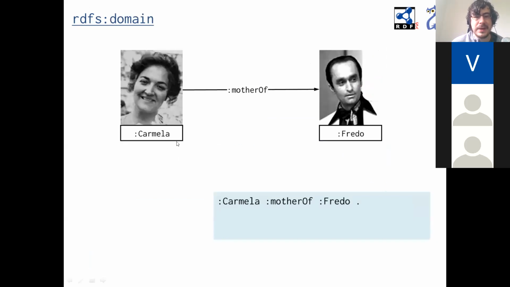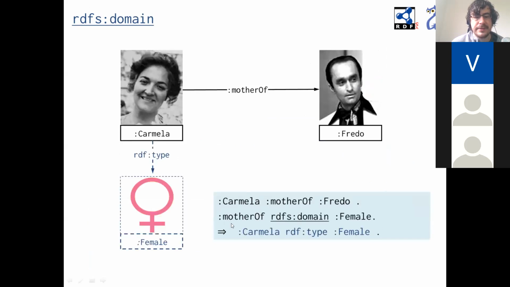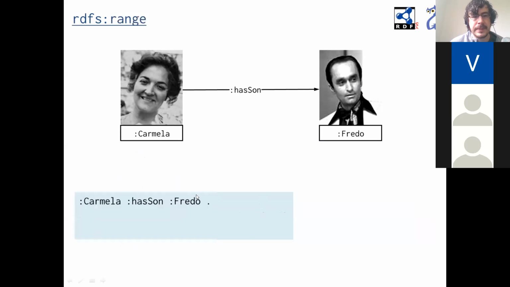Domain: if we say Carmela, mother of Fredo, and we say mother of domain female, then we can infer that Carmela is of type female, for example. We don't know that it's woman, we don't know that it's human, but we know female in this case based on domain.